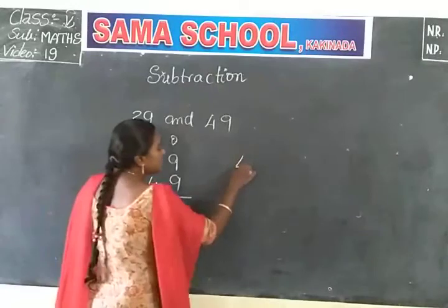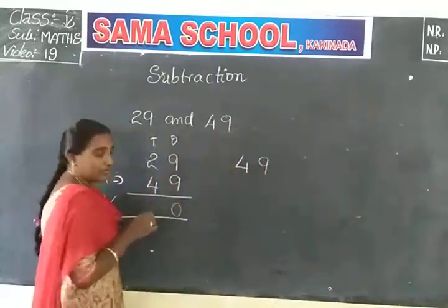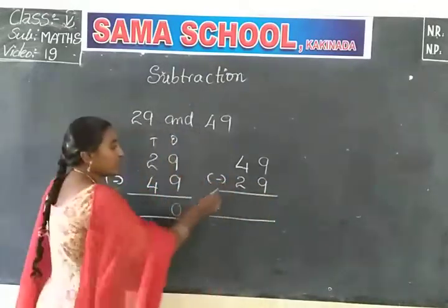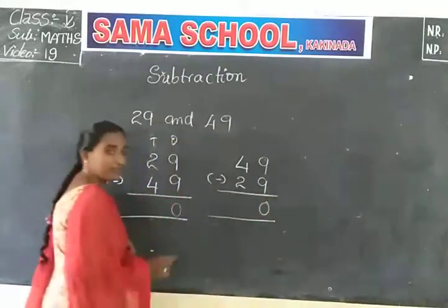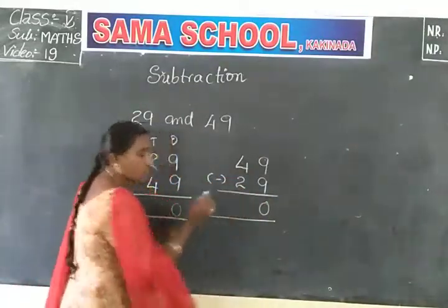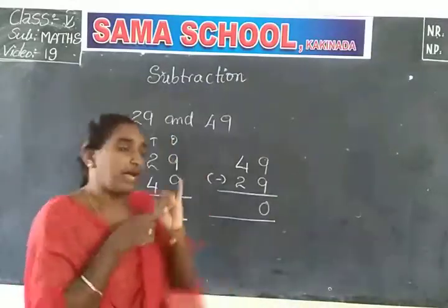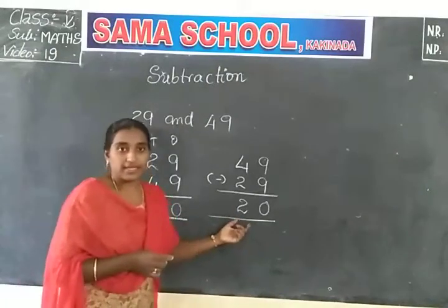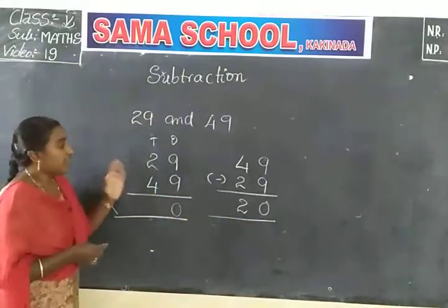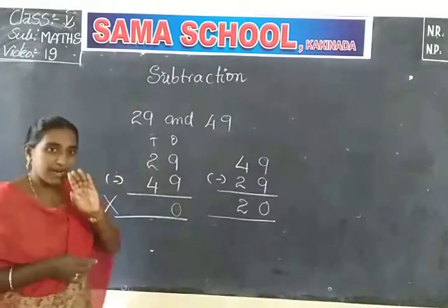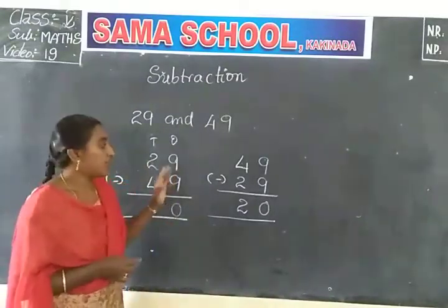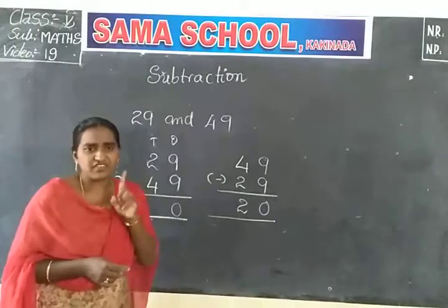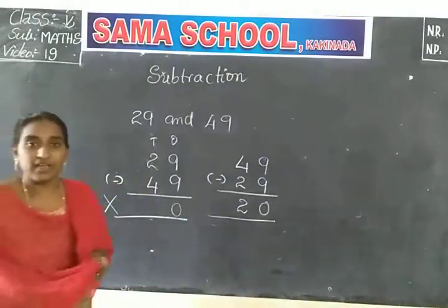We can't do the subtraction like this. Okay. If you arrange the numbers like this, first you have to take the big number. Next you have to take the small number. Now you do subtraction. 9 minus 9, 0. 4 minus 2. How much? 4 minus 2. Answer is 2. So finally we got 20 as the result. So whenever you take the small number in the first place, the subtraction is not at all possible. So while doing the subtraction, always you should take the big number in the first place. This is the first point you have to remember while doing the subtraction.